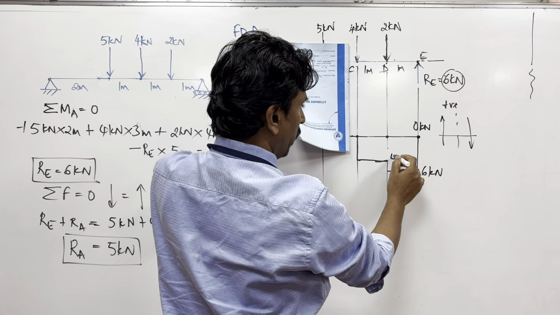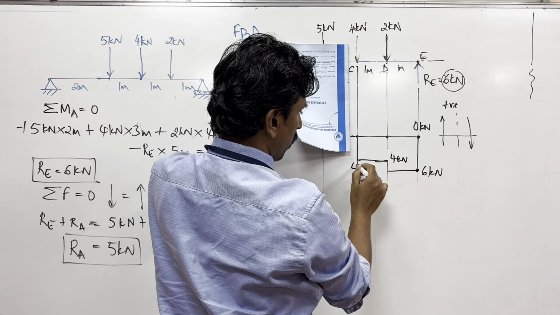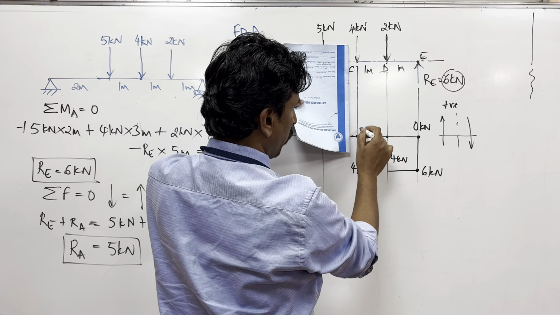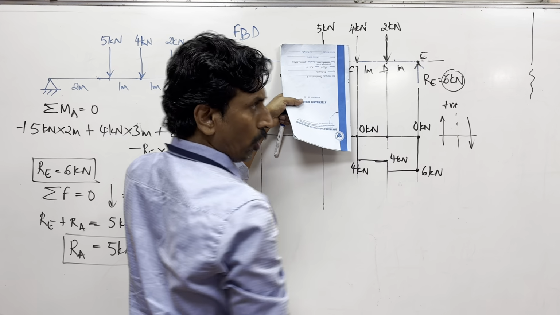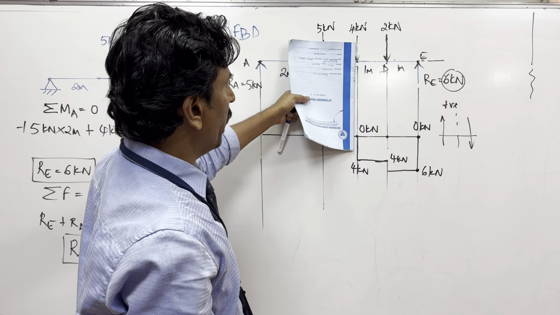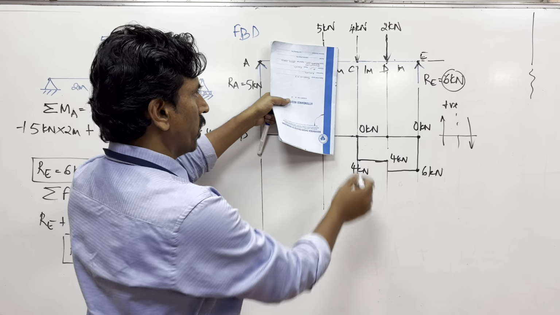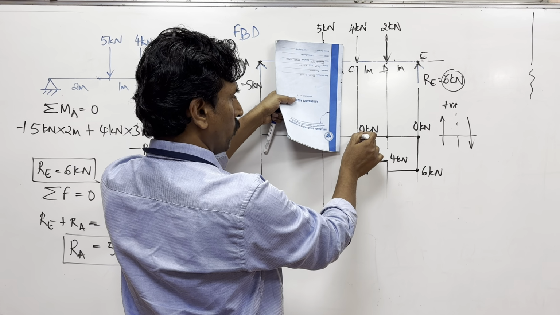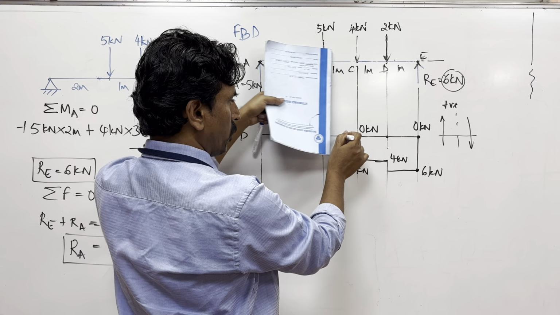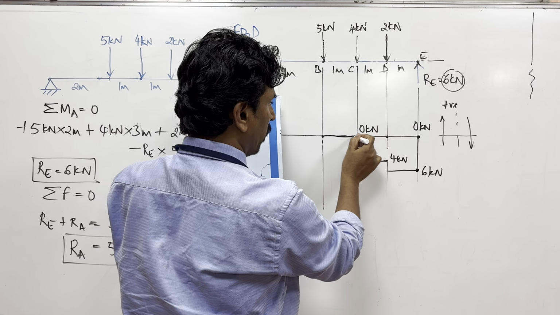Here it is 4 kilonewton. Here also it is 4 kilonewton. From 4 kilonewton it drops to 0 kilonewton. Now again you see that. Now as you move to the right side, it will be plus 4, plus 2, minus 6, it will be 0 only. Now this line will continue here.